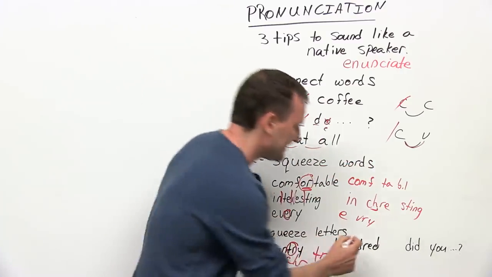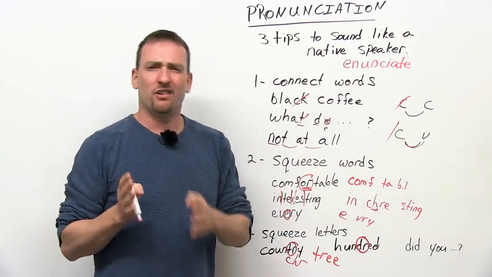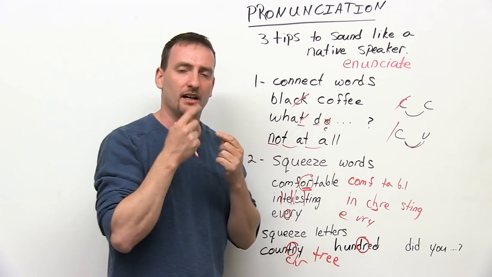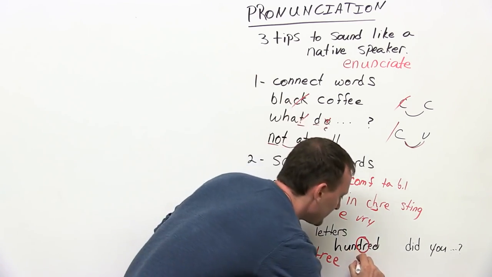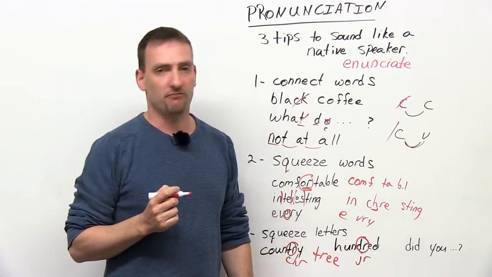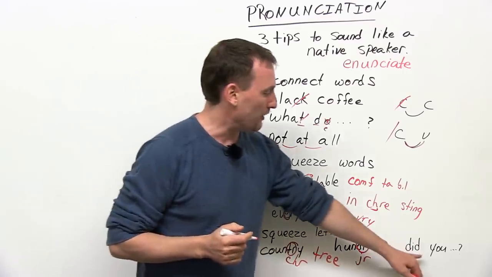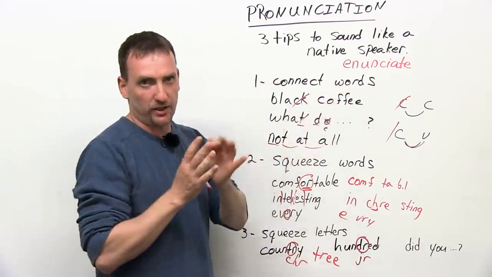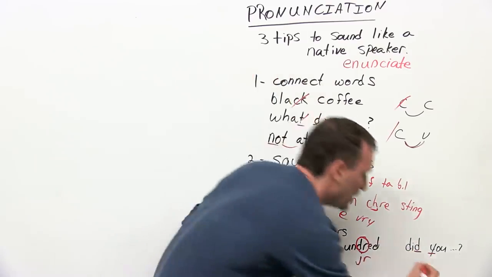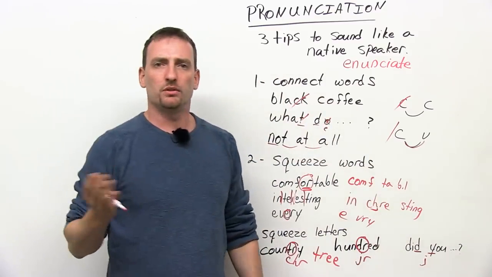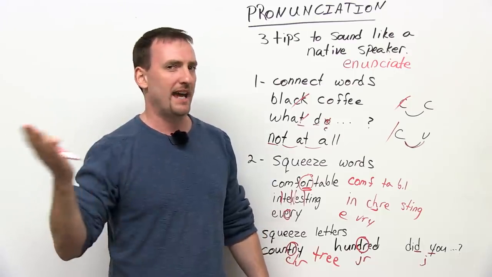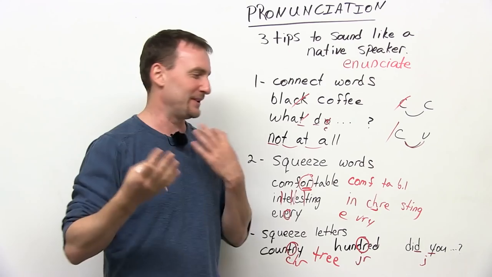Okay? Another one is DR. DR also doesn't really sound like DR. We don't say 100. Okay? It's too difficult for the tongue to make the quick switch. So this sounds like JR. 100. Now, this goes with the first idea when you're connecting words, but when you're connecting words and you have a D and a Y together, it becomes like a J sound. Did you? Did you do it? Did you do what I asked? Okay, so we say it like that.